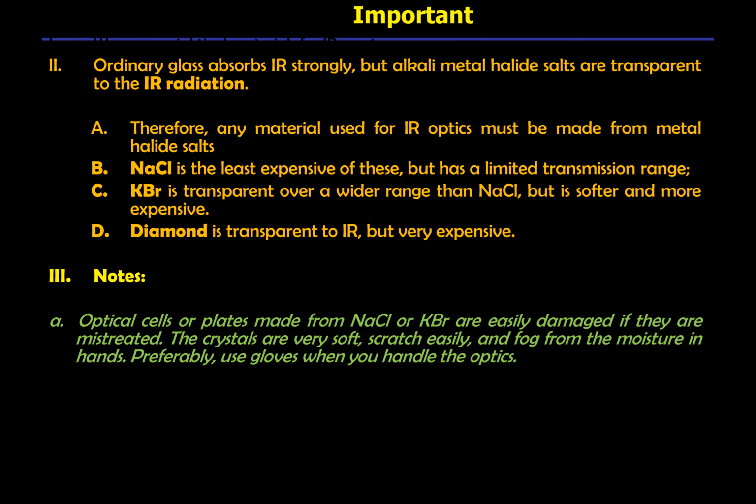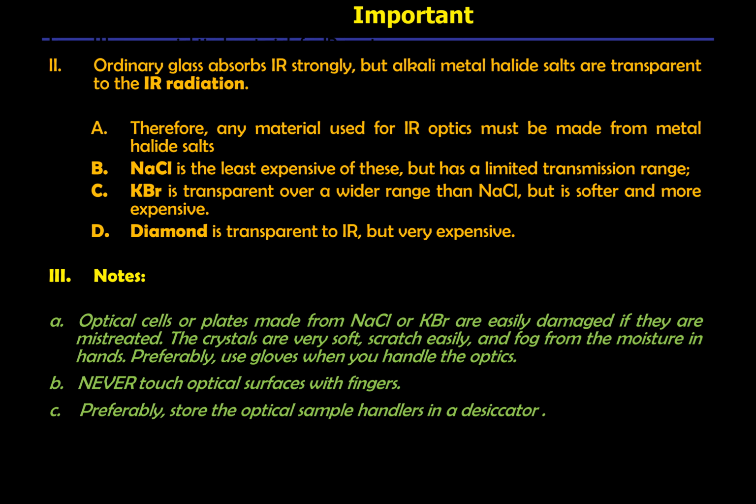The following notes are to be consulted. Optical cells or plates made from NaCl or KBr are easily damaged if they are mistreated, because the crystals are very soft, they scratch easily, and the moisture from hands causes scratches and rubs on them. Therefore, one has to handle them very carefully and preferably use gloves. Never touch the surfaces with your fingers, because the moisture from the finger will create aberrations or smudges on these optics. Preferably store them in a desiccator, free from moisture. Keep them in a dehydrated atmosphere.